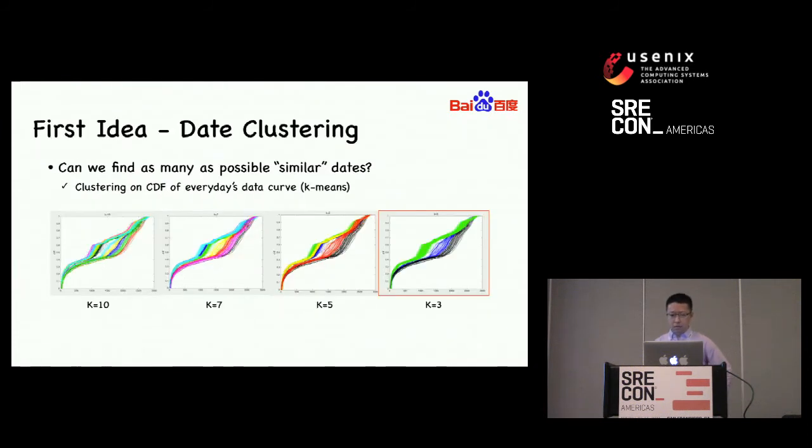So this is another difficulty. So how to get data? This is the first thing we need to resolve. So our idea is, how about trying to find some dates which are not holidays, but have similar traffic patterns to holidays. So our method, the first thing, is to do some clustering. Clustering on what? Clustering on the CDF of every day's traffic curve using k-means.